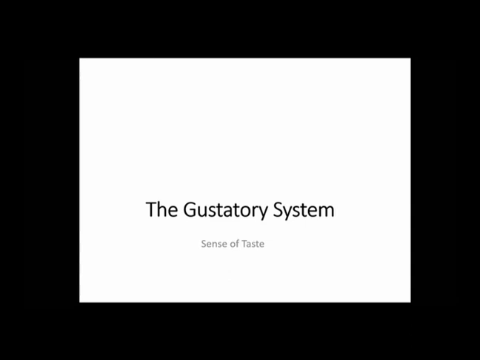In today's lecture, we're going to keep on talking about all of our different senses. Last time we talked about our sense of hearing, our auditory system, and this time we're going to start by talking about our gustatory system, our sense of taste.